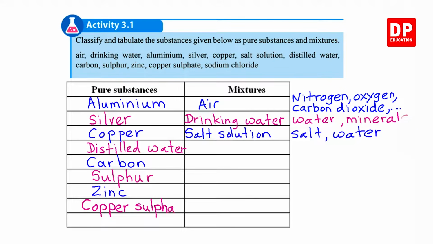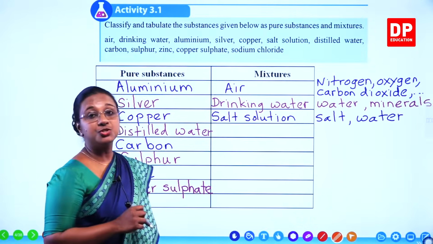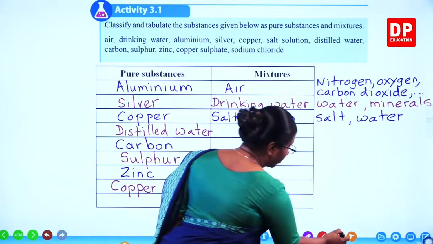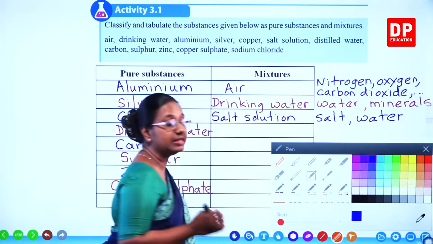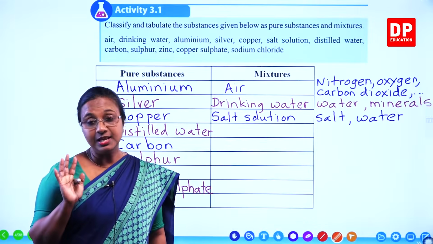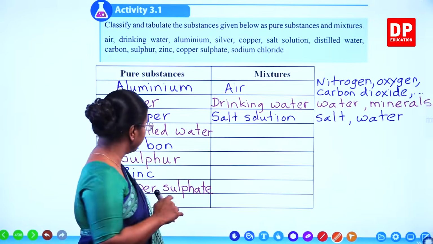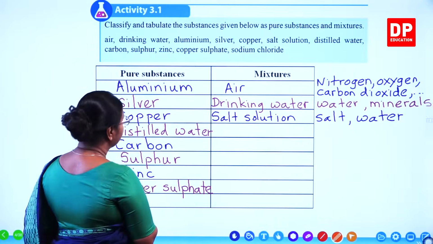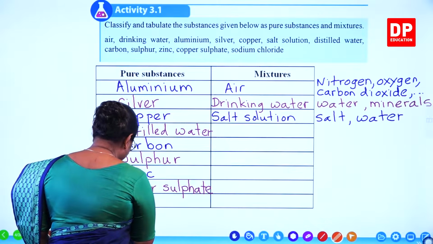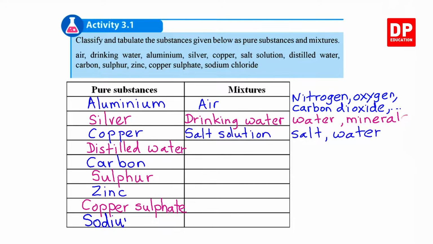Copper sulfate. Then we have the last one, sodium chloride. Now, sodium chloride again is similar. It is made up of sodium and chlorine, but it is a compound and it is a pure substance. So, sodium chloride is again a pure substance.